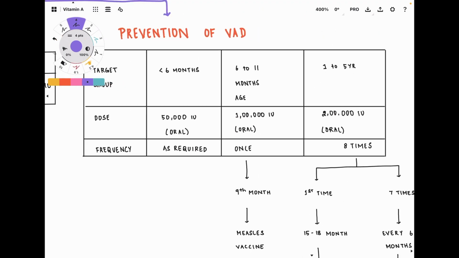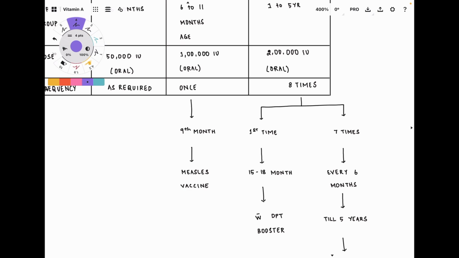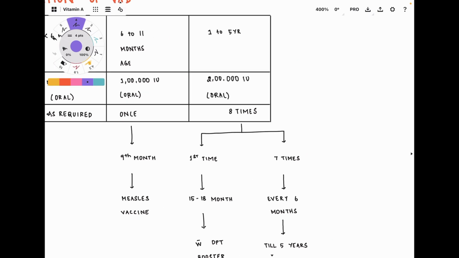Next concept is prevention of vitamin A deficiency. Here also we have target groups based on age. When the baby is less than 6 months of age, the dosage is 50,000 international units orally, but here it is given only when required, that is only to the risk population babies. But when the baby becomes 6 to 11 months of age, the dosage is 1 lakh international units orally, but the dosing here is compulsory and the frequency is only once. This is given during the ninth month along with measles vaccine.